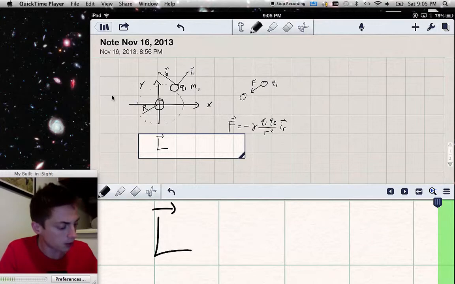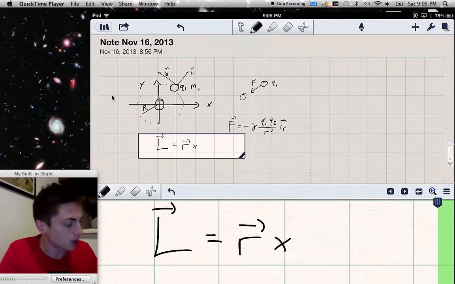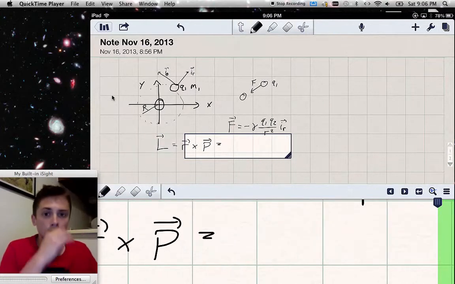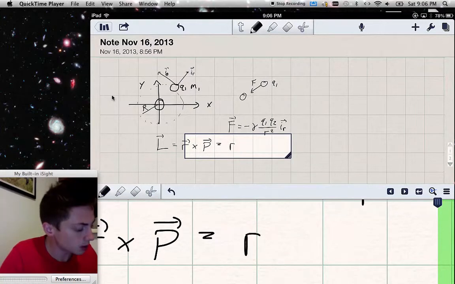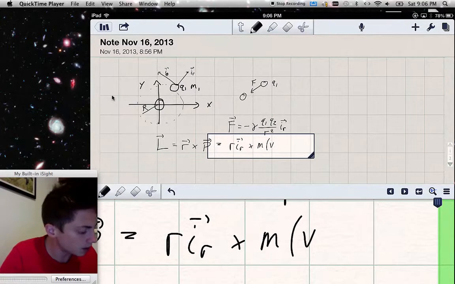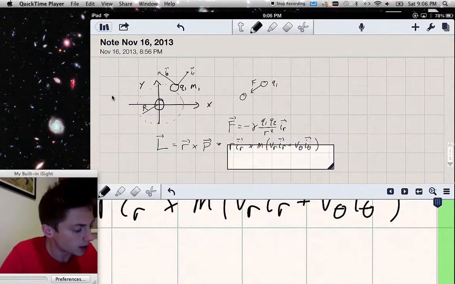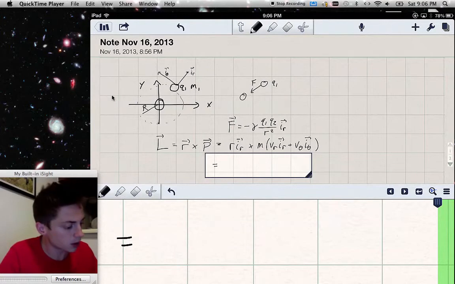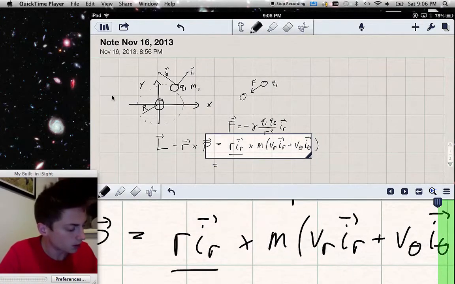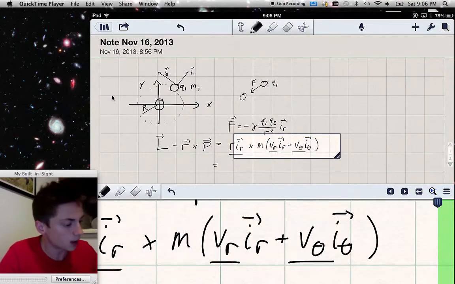Angular momentum about the origin is the vector r that points from the origin to where the particle is located, times p, where p is equal to mv. Now let's go ahead and write r and p in polar coordinates. r is equal to R i_r, p is equal to mass times velocity, so the radial velocity and the theta velocity. Now taking this cross product, if you remember quickly, we can distribute this term over these next two terms as if it were multiplication.